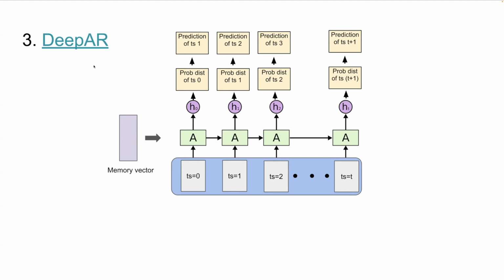And what DeepAR does differently is that instead of directly predicting the target variable, you'll predict a probability distribution. So first compute a probability distribution for that time step, and then based on this distribution, you can draw a number, or you can take the mean, or do other things based on your distribution.